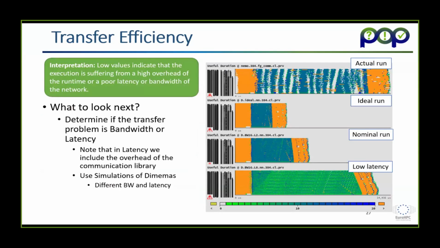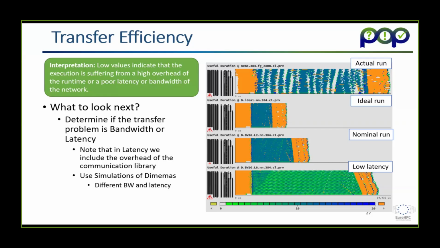What does a low value in the transfer tell us? It means that we have an issue with the overheads of MPI. And what do we look at next? Well, we try to differentiate if the issue is more related to the latency of the network or the bandwidth, where the latency also accounts for all the latency of the MPI library. So if the library, as a new layer of software, needs to prepare things, that's also accounted as latency. For this, we can do simulations.